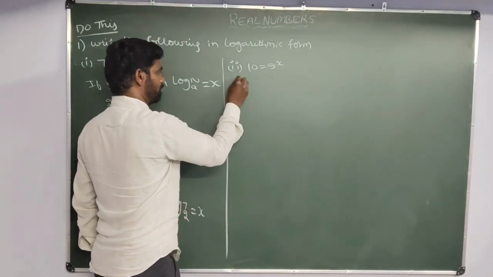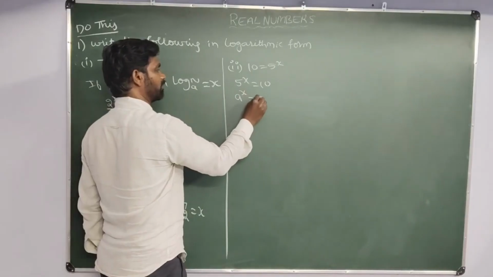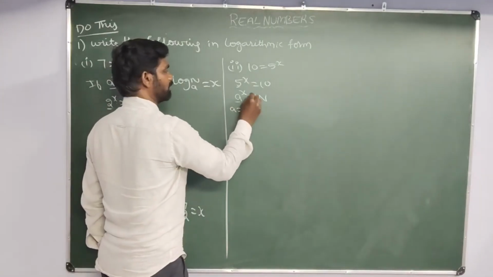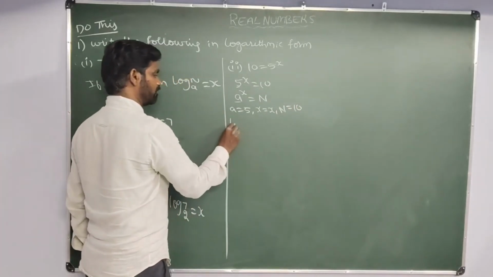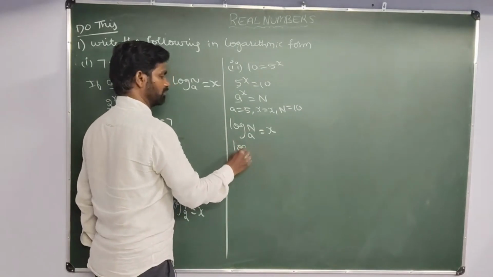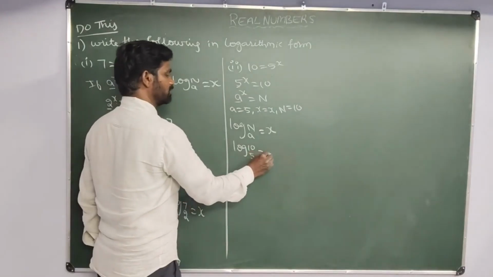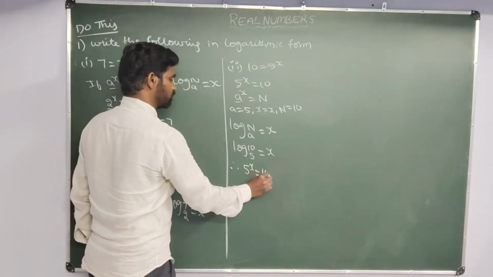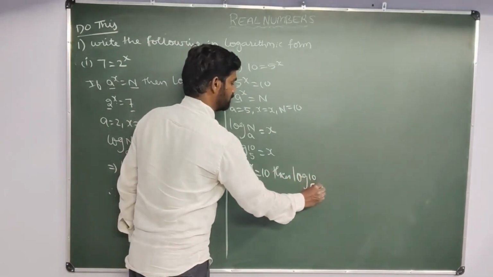Next question, 5 power x is equal to 10. Now compare with the exponential form, a power x is equal to n. So the a value is 5. Next, x is x only and the n value is 10. What is the logarithm form? log n base a is equal to x. So log n, what is the n value? 10. Log 10 base a, which is 5, is equal to x, x only. Therefore, we can say that 5 power x is equal to 10, then log 10 base 5 is equal to x.